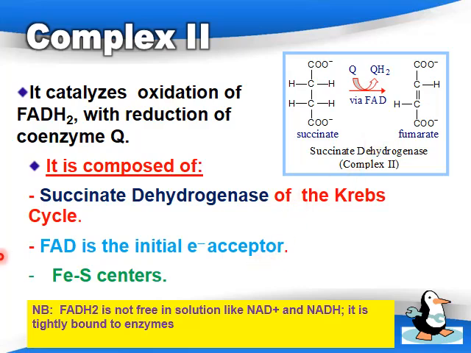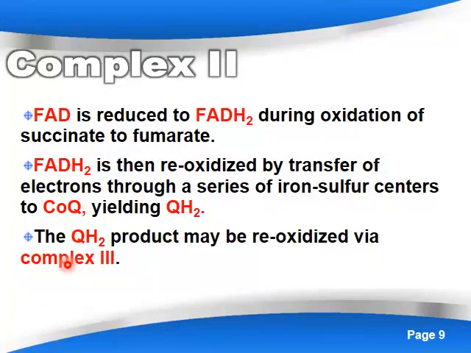It is composed of this enzyme, succinate dehydrogenase, and the prosthetic group. What is the prosthetic group? FAD and iron sulfur. The previous one, complex 1, is the NADH dehydrogenase. It also has iron sulfur, but instead of FAD, it has FMN. FADH2 is not free like NAD. NAD is free, and NADH is free in the membrane.